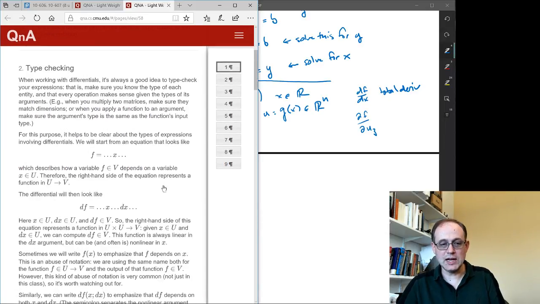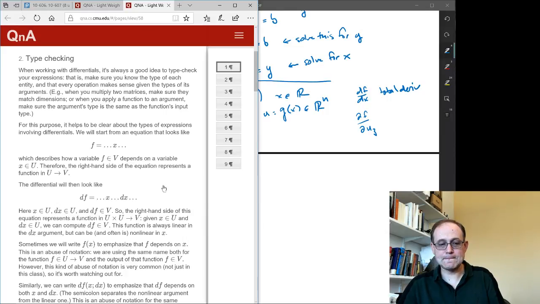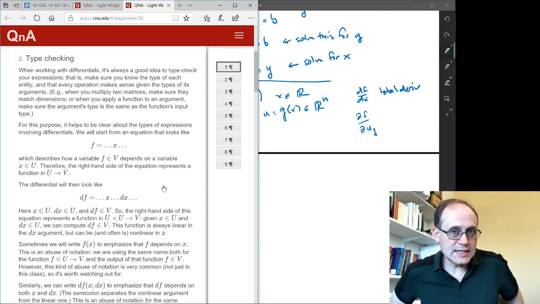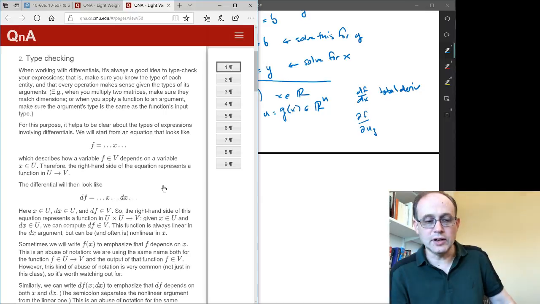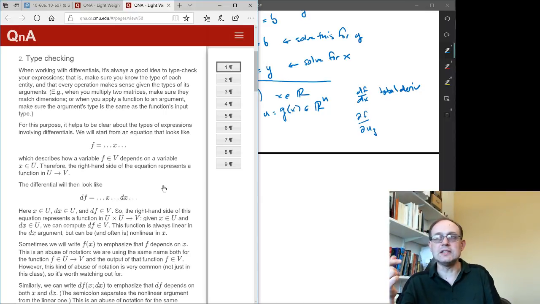But before we do that, what I want to point out is that, again, we're in a situation where we're working with a lot of different vector spaces potentially. And so in order to keep from getting confused, it's a good idea to type check your expressions. What that means is, make sure that you know the types of all of the variables, all the functions, all the intermediate quantities. That can help, A, avoid errors, and B, understand what's going on when you're evaluating the expression.